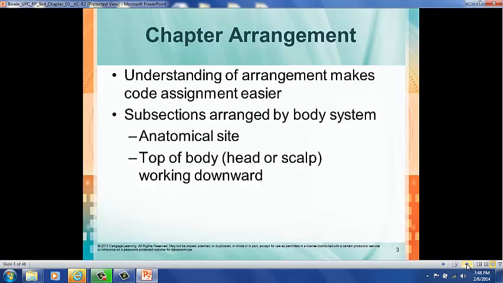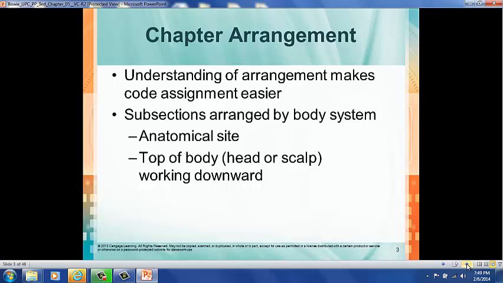Becoming familiar with the organization of the surgery chapter will make code assignment much easier. An understanding of the arrangement will help the coder to understand that the chapter subsections are arranged by body system, such as integumentary system 10040 through 19499, cardiovascular system 33010 through 37799.